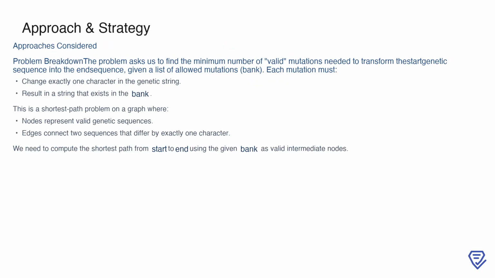To tackle this problem, we first need to understand its structure. The task involves transforming a starting genetic sequence into a target sequence using a series of valid mutations. Each mutation changes exactly one character in the genetic string, and the resulting sequence must exist in a predefined list called the bank. Conceptually, this can be modeled as a graph where each sequence is a node, and an edge exists between 2 nodes if their sequences differ by just one character. The goal is to find the shortest path in this graph from the start sequence to the end sequence, using only the nodes provided in the bank as intermediates. This framing of the problem helps us identify efficient strategies to compute the solution.